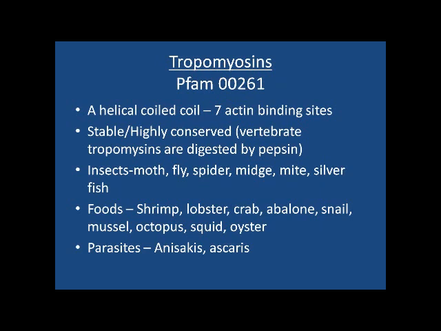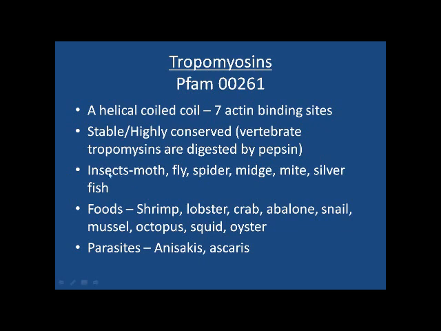At any rate, tropomyosins are a helical coiled coil, and they have 7 actin binding sites per unit. So that makes them nice to cross-link IgE on the surface of inflammatory cells. And they're very stable. They're very highly conserved. And one thing of interest, even with this high conservation, the vertebrate tropomyosins are very quickly digested by pepsin. So they're a good food source, but the invertebrate ones are not.